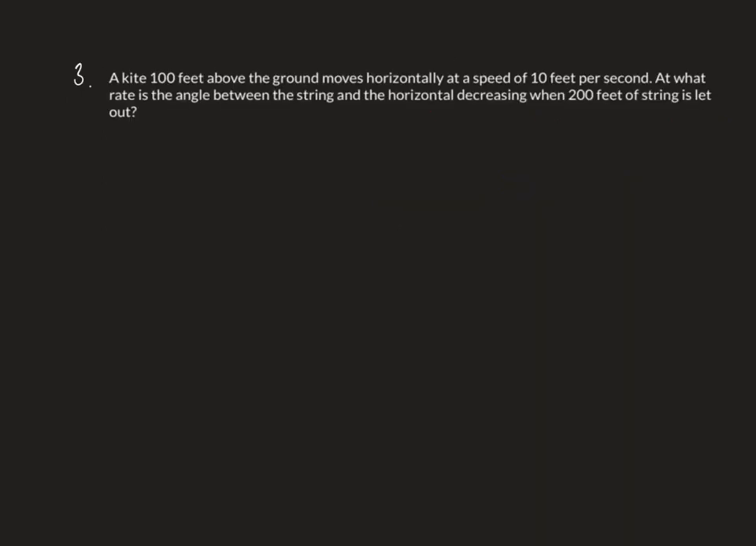Next example here, we've got a kite that is 100 feet above the ground, and it's moving horizontally at a speed of 10 feet per second. At what rate is the angle between the string and the horizontal decreasing when 200 feet of string is let out? So we've got a related rate situation here, and it's always helpful to draw a picture of what's going on. So a kite is up in the air. We'll say that this is the kite. I'll use a color. Kite in the air, and it's 100 feet above the ground.